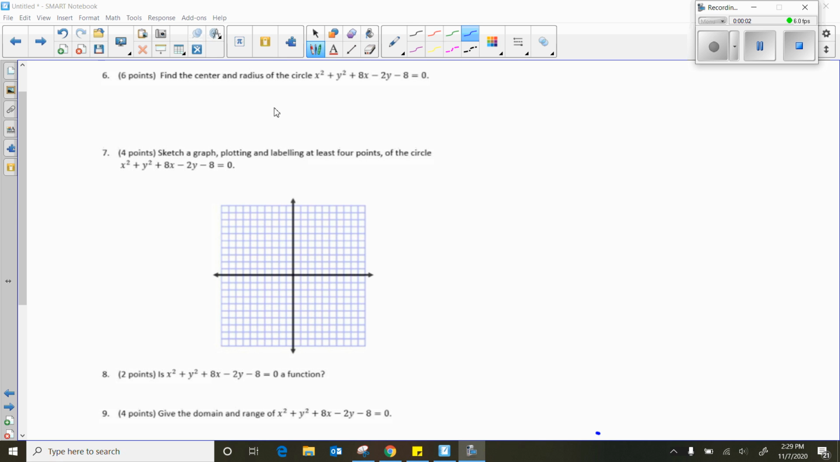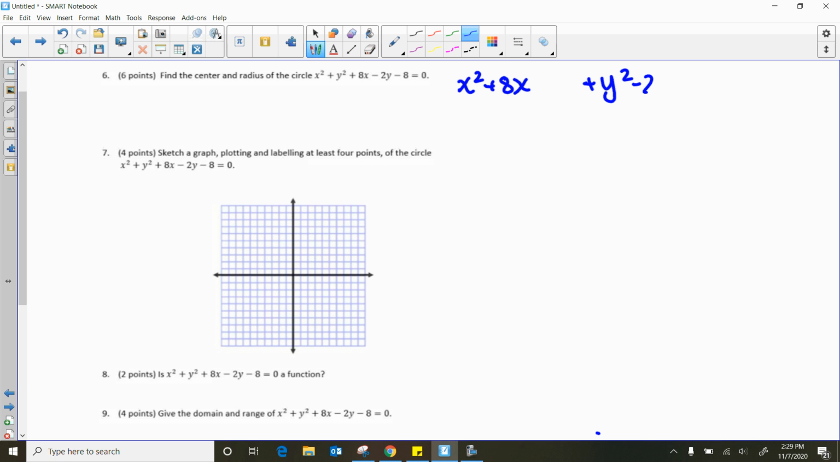Okay, on the circle problems, finding the center and the radius of the circle. This is where we get to complete the square. And when we complete the square, we not only have to complete it one time, but we get to complete it 2 times.